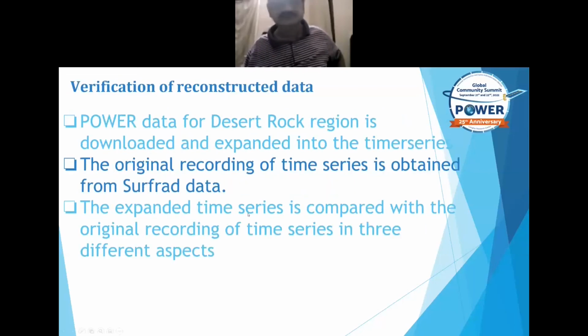Verification of reconstructed data is done as follows. The time series is generated for Desert Rock from POWER data, and the original archived time series of Desert Rock is downloaded from SURFRAD. Then the expanded and the original time series are compared.